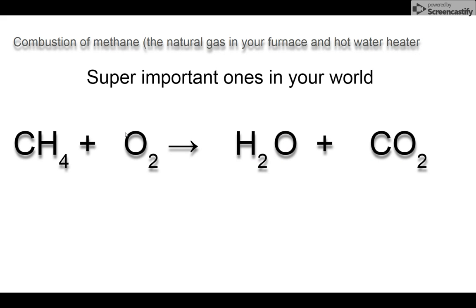Now here's some really important ones for home. This is the natural gas that you use in your hot water tank and your furnace. When we take a quick look at it, we start off with carbons. There's 1 going in, 1 on the other side. So the carbons are fine.